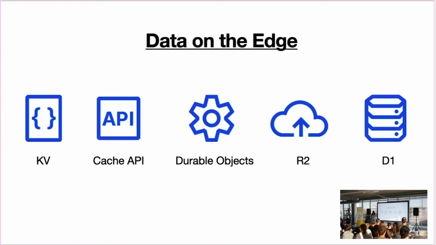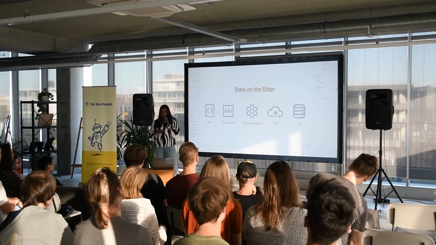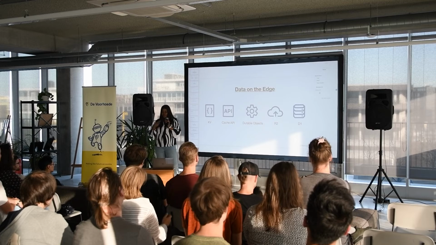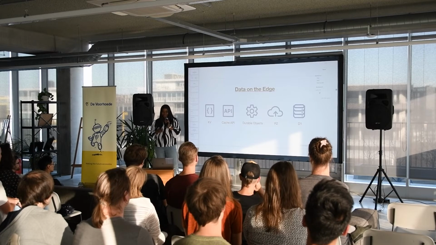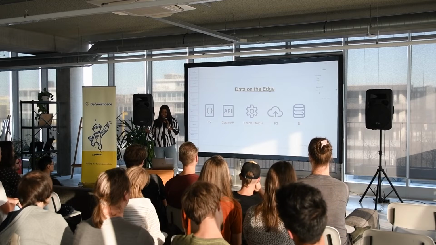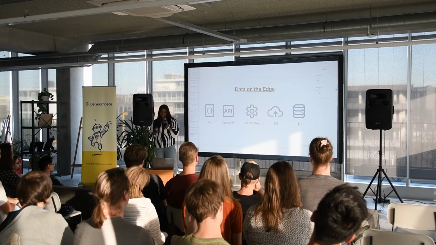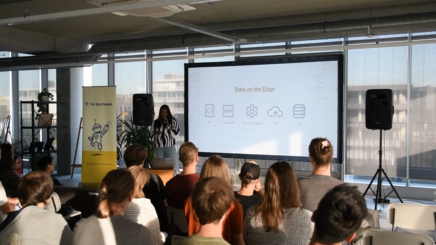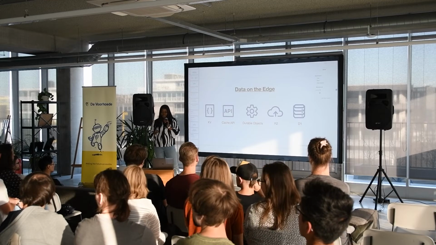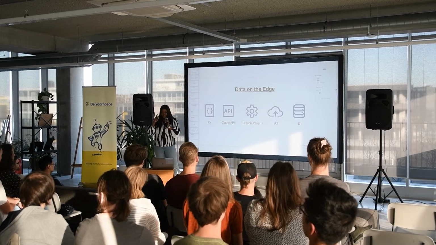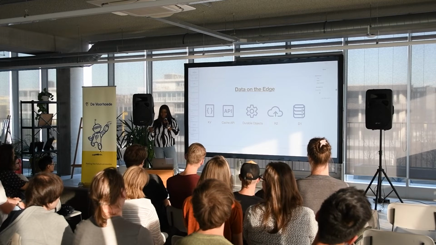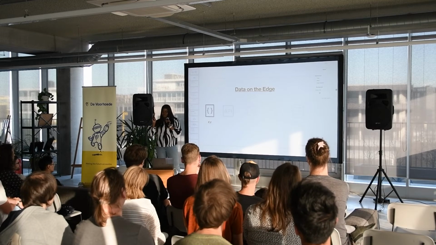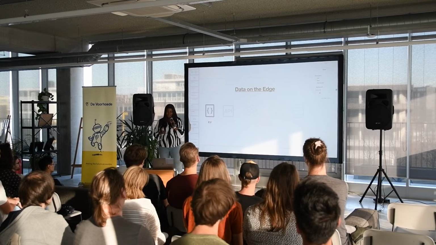So you have KV. Cloudflare KV is a key value storage that allows you to add or insert data into your application. We have a cache API for also storing your data as a cache on the edge. There's also Durable Objects, R2, which is a blob storage database, and D1, which is a SQL database. And for this talk, I'll just show you an example of how to work with KV.